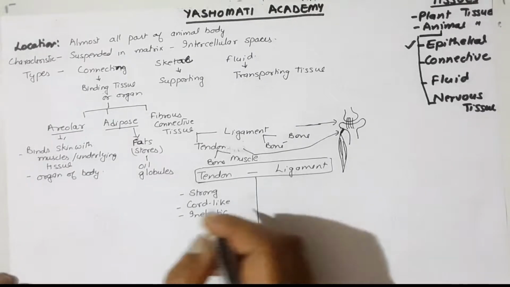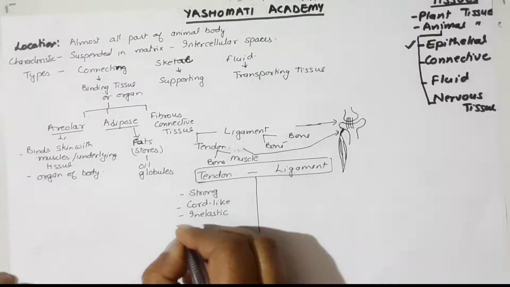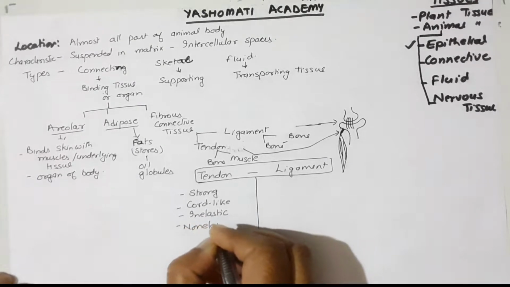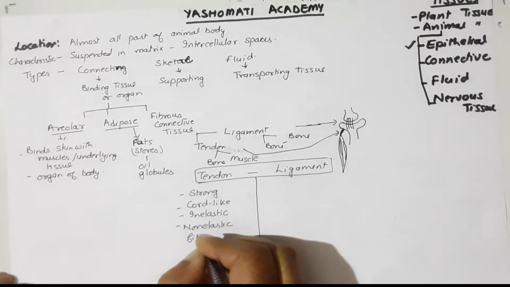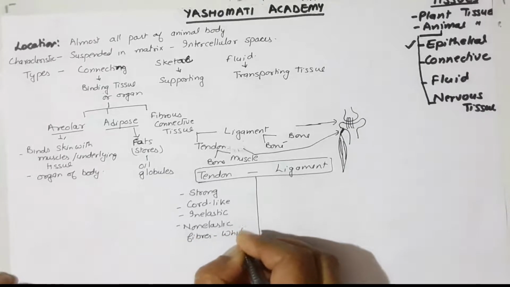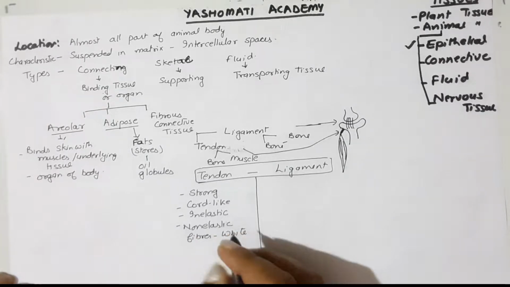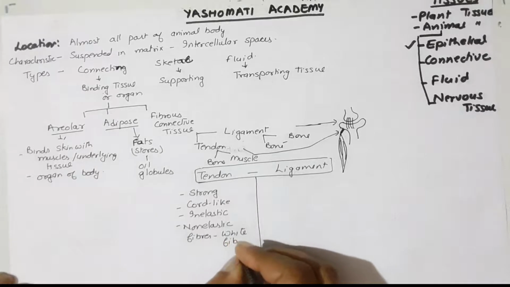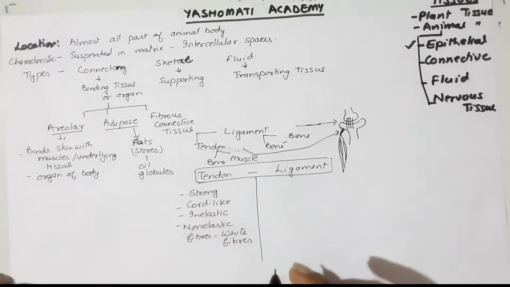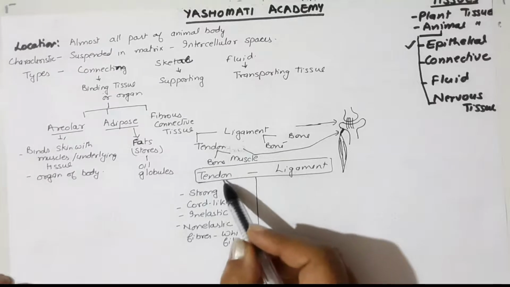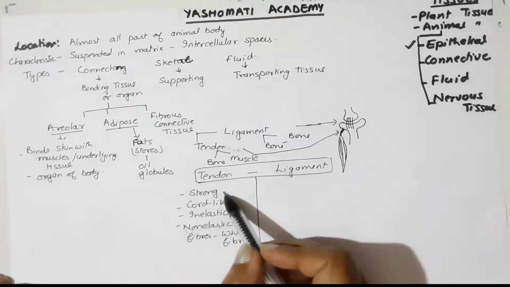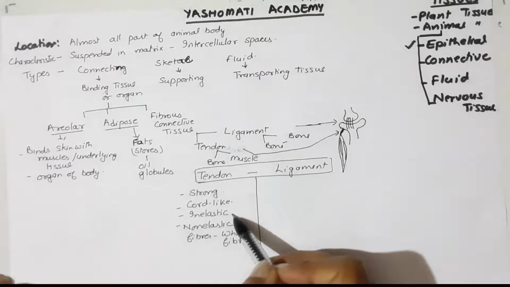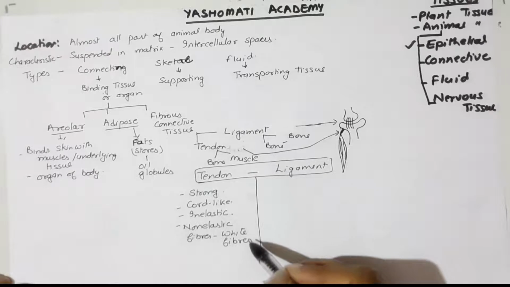Why are they so? Because they are formed of non-elastic fibers which are called white fibers. So the structure of tendon is that it is a strong, cord-like, inelastic structure which is formed from white fibers.